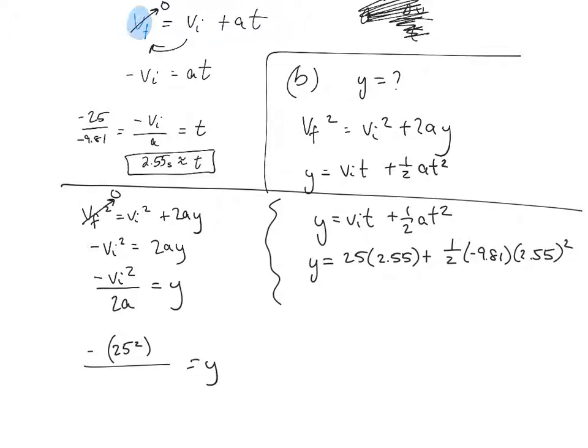A lot of students are going to square the negative and make it a positive. Your answer wouldn't make sense. You'll get a negative displacement, because this is going to be over a negative number.